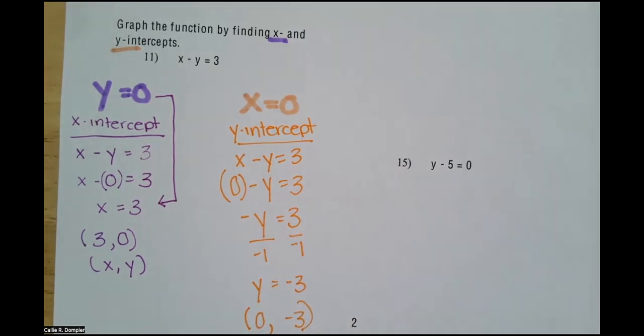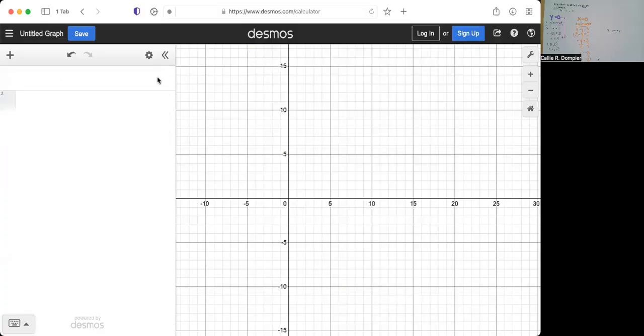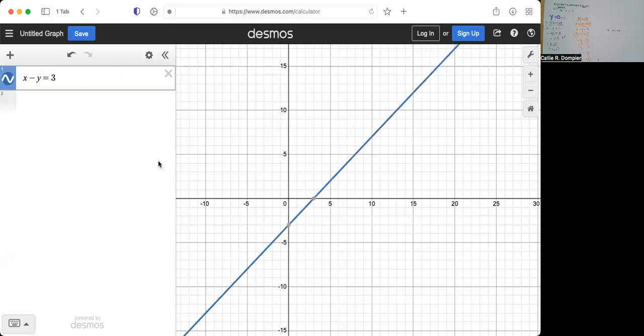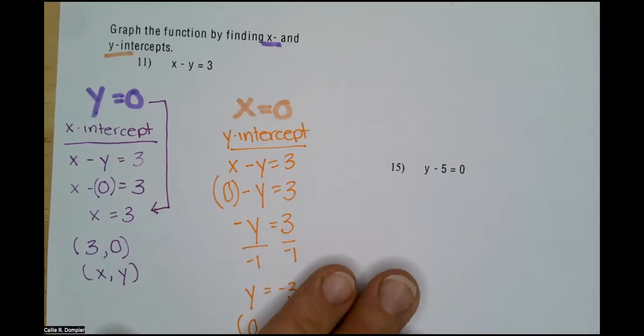Okay. Go ahead, put it into Desmos. X minus y equals 3. 3, 0, 0, negative 3. Good.